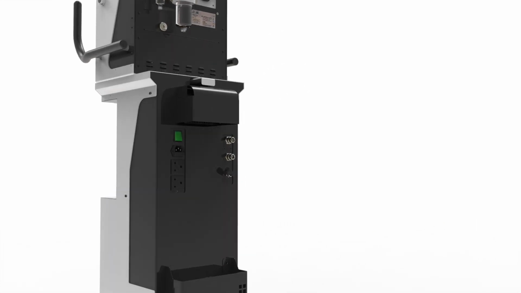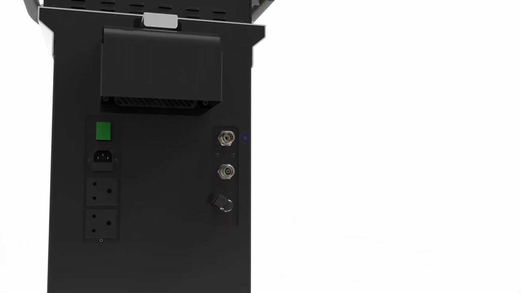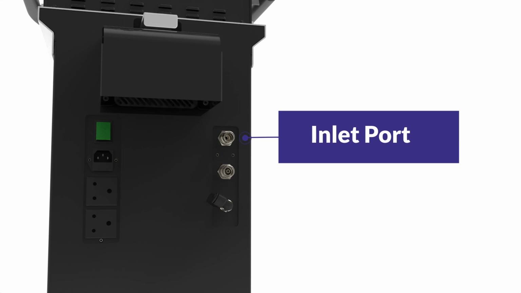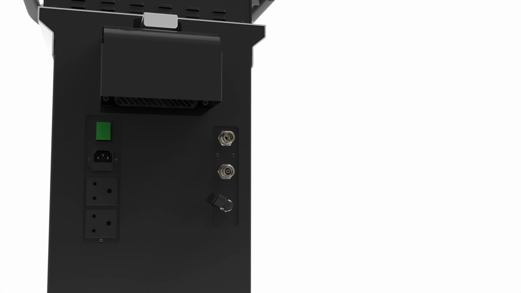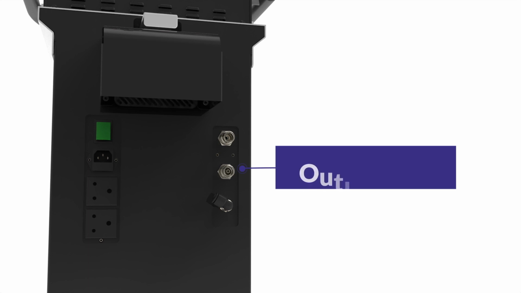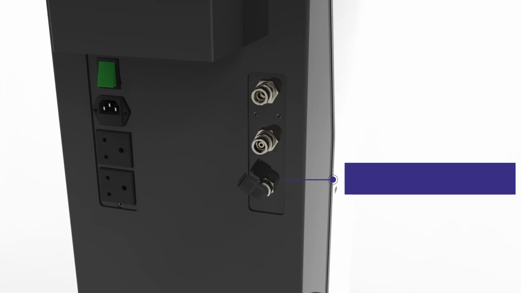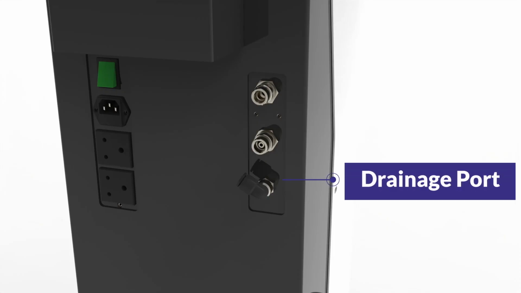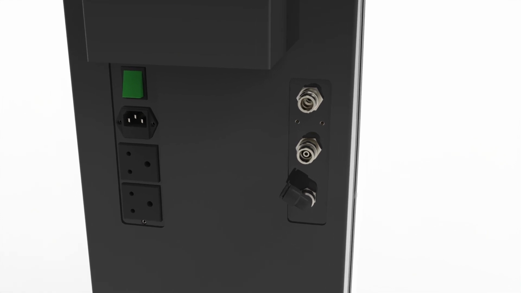At the back side of the compressor unit, we have 2 ports. The first one is the inlet port, which is designed to connect the compressor unit to the hospital's medical air pipeline. This inlet port serves as a backup. The second one is the outlet port, which is where the medical air is delivered to the main unit of the ventilator. Below the outlet port is the drainage port where the moisture gets collected.